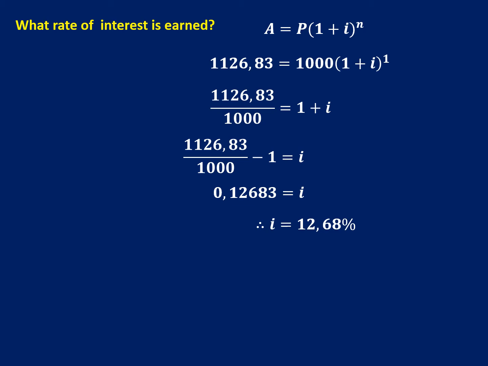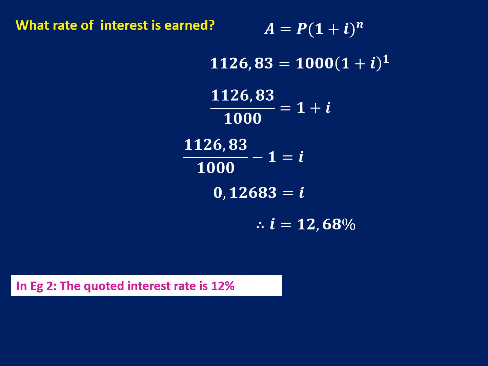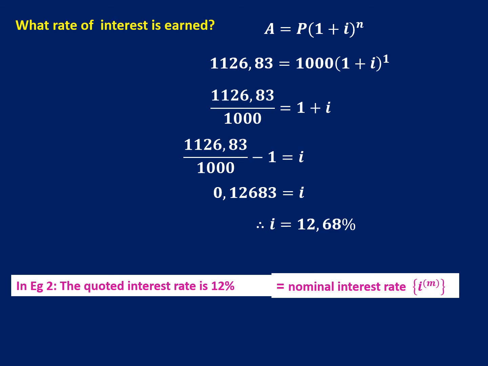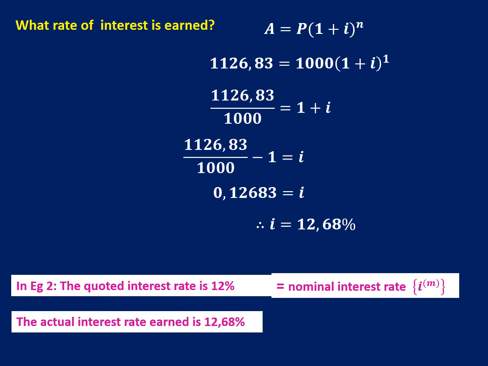But now the bank quoted me 12%. So the quoted interest rate was 12%. And this is known as our nominal interest rate. And the symbol is I with just a little m in brackets at the top. But I'm actually earning 12.68%. So this is the effective interest rate.